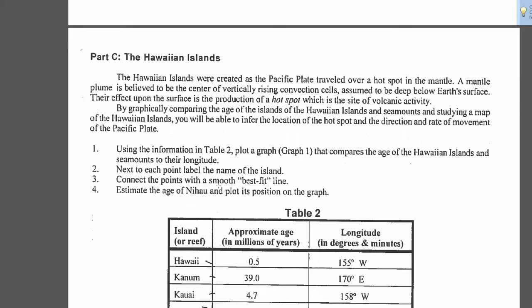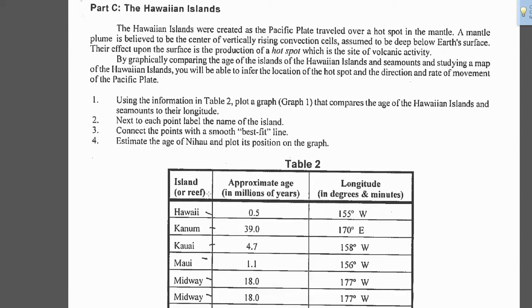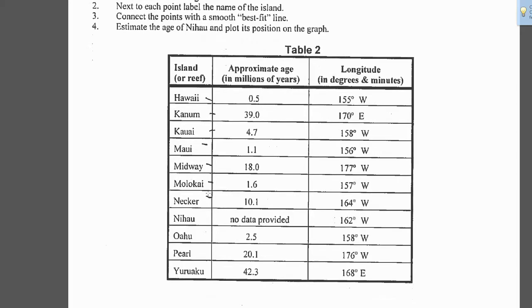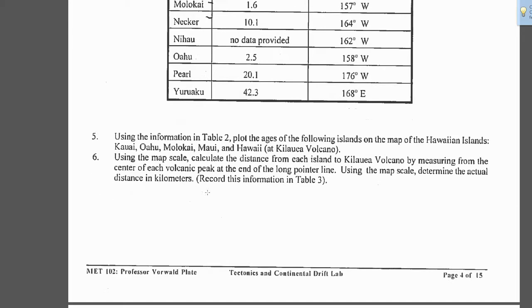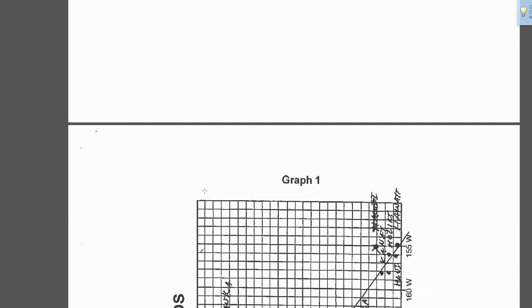The next one on the Hawaiian Islands, very, very similar to the two we did in class. We did the Hawaiian Islands in class, and then the other one we looked at was the Yellowstone area. And these are both hotspots. The first thing it asks you to do, you had to do the graph.